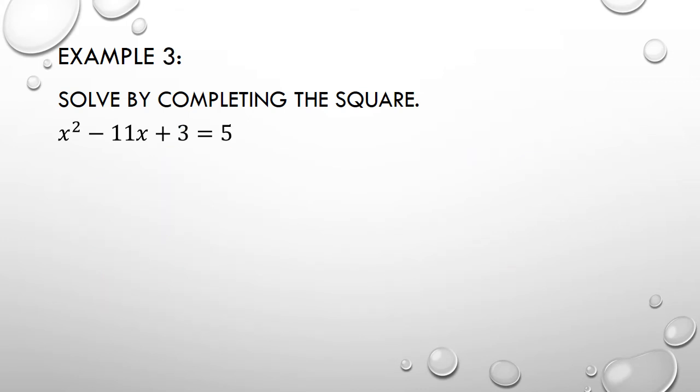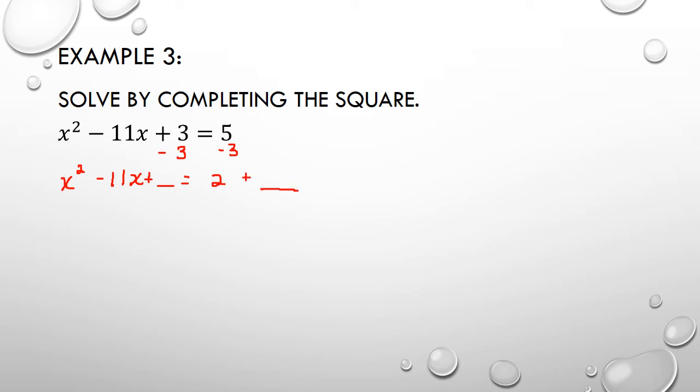Example 3. Okay, so remember, the first thing we want to do is get rid of that c value. So we're going to subtract 3 on both sides. That gives me x squared minus 11x equals 2. Don't forget to put the plus blank there and the plus blank over here.